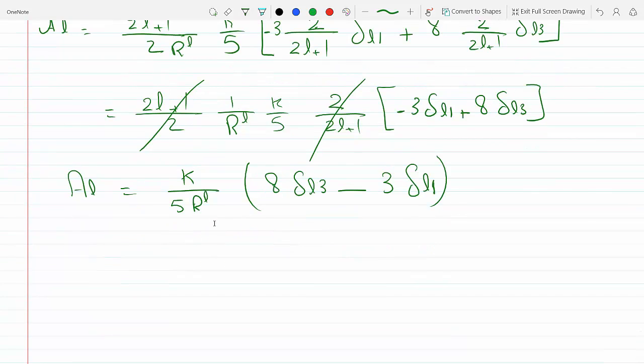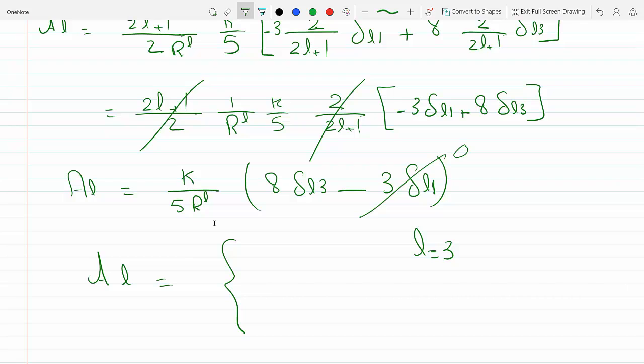Okay, well, so what does AL equal to? Well, if L is 3, this guy is 0, of course, because we said anything other than 1 is 0, and you get 8k over 5. This guy will be 1 in that case, right? R cubed. 8k over 5R cubed. That's if L is 3.